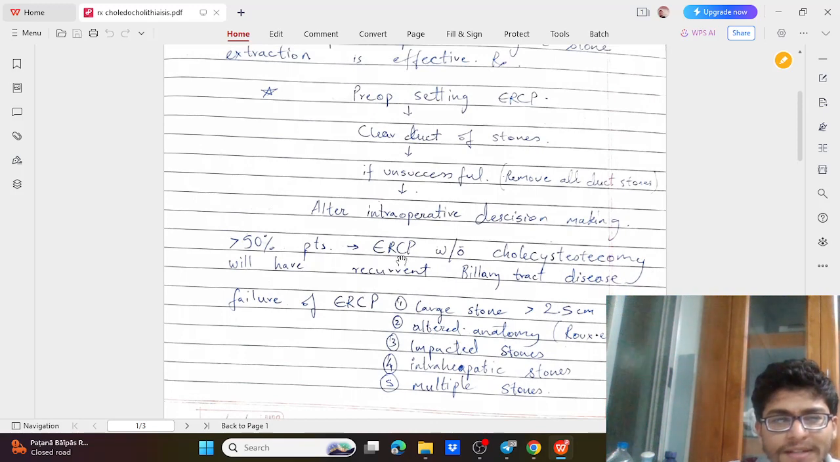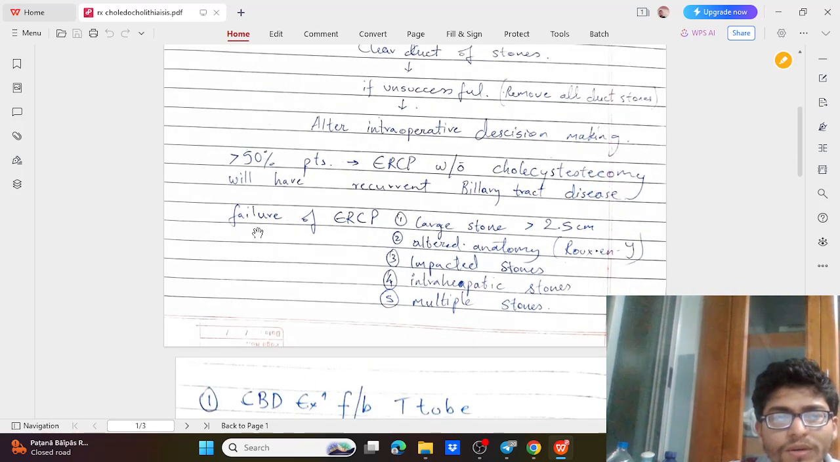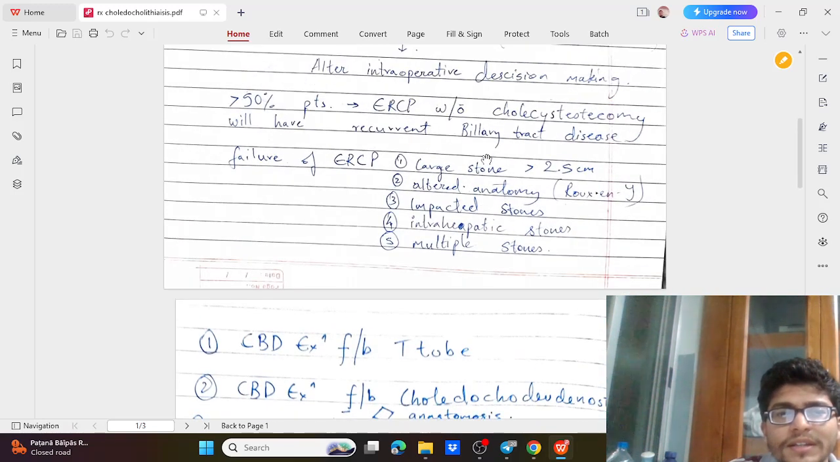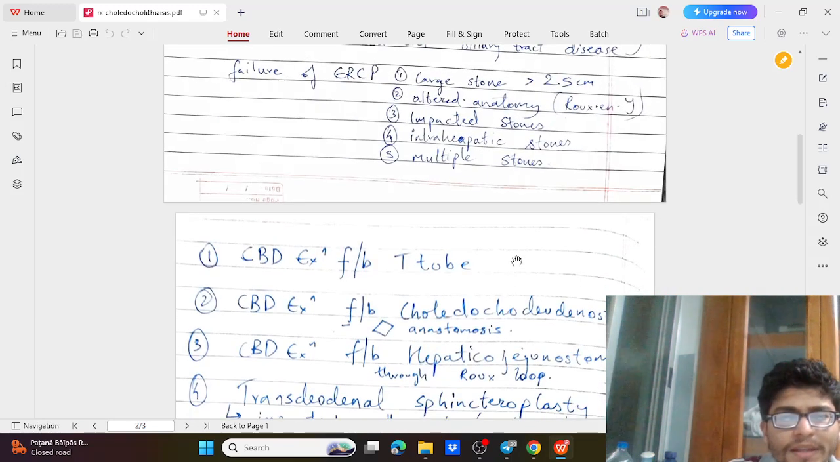Then some of the causes of failure of ERCP are if the stone is large, especially larger than 2.5 centimeter and even more than 1.5 centimeter, altered anatomy, that is previous Roux-en-Y surgery, impacted stone, intrahepatic stones, and multiple stones.